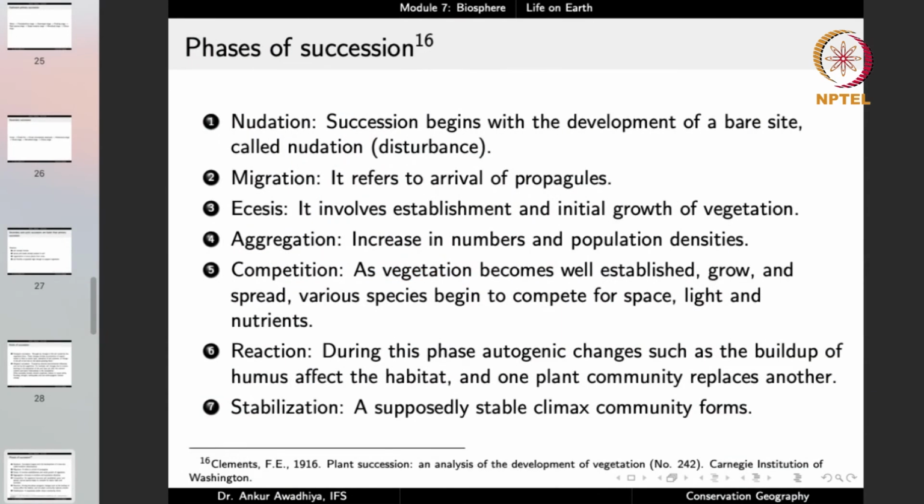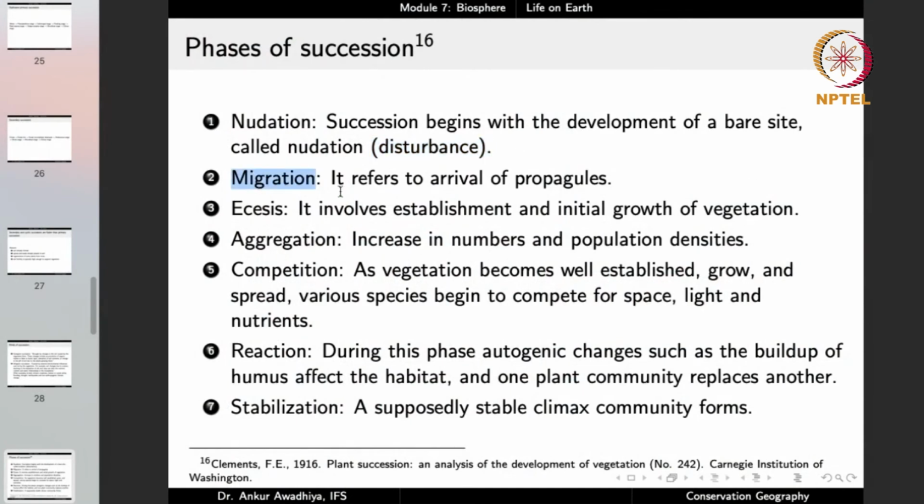Now we recognize 7 different phases of succession. Succession begins with nudation. So an area is made nude or bare. So succession begins with the development of a bare site, and this is known as nudation, typically caused because of certain disturbance. So when there is a forest fire, or when there is a flood, or when there is a volcanic eruption, all these result in a surface that is now bare. It does not have any plants and organisms that are living in the area. And so this will be known as nudation. It is making this area nude or bare.